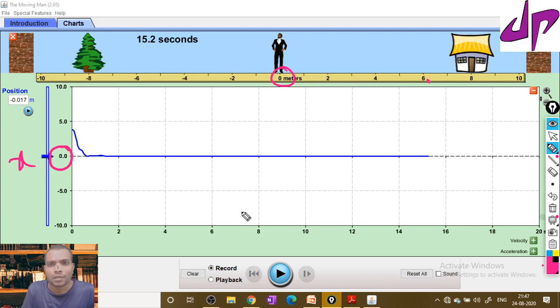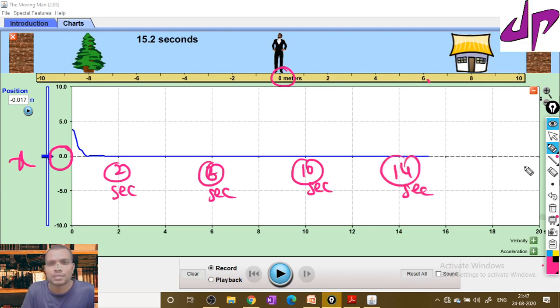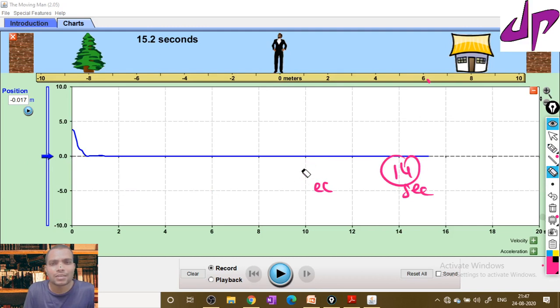And for time, when time equals 2 seconds, he is at 0. When time equals 6 seconds, he is at 0. When time equals 10 seconds, he is also at 0. Like that, when time goes on to 14 seconds, he is at 0. So it means the object is at rest. If the object is at rest, we will represent the position and time graph with a straight line.